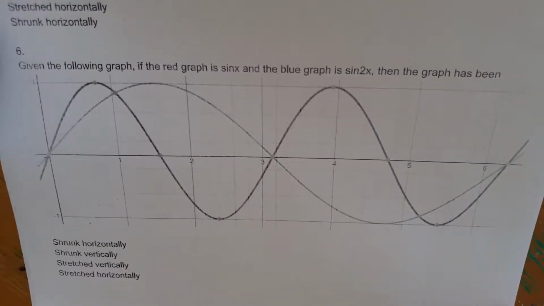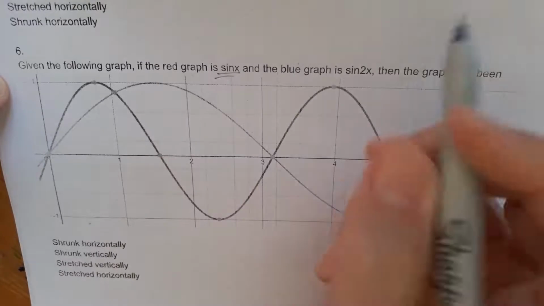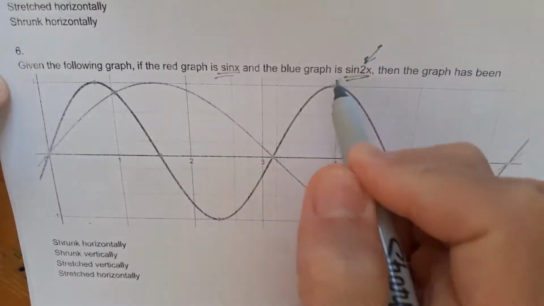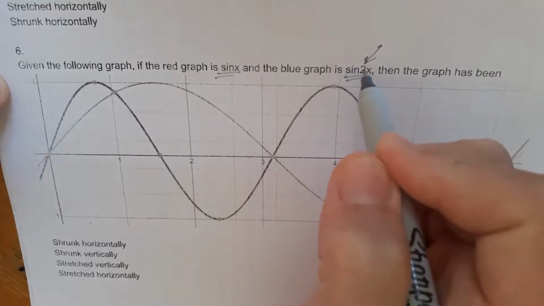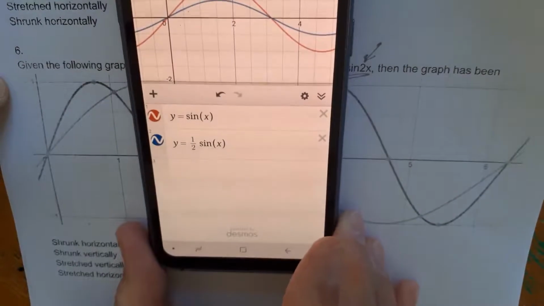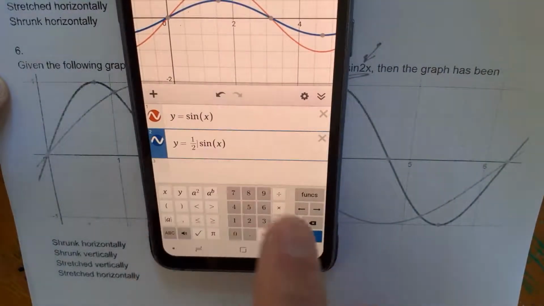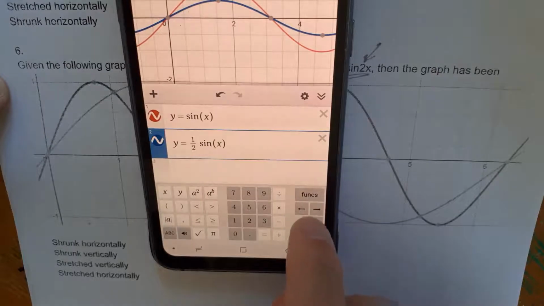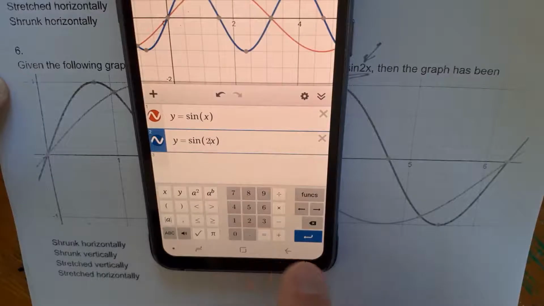All right. Given the following, if the red is the sine x, so sine x keeps being our base, now we're going to put the 2 in front of the x. So remember last time we put the 2 in front of the sine and it stretched it vertically. What happens if we put it in front of the x? Let's try it out. So we're going to take out this 1/2 here. Let's get rid of this. And let's put the 2 in front of the x, 2 times x.